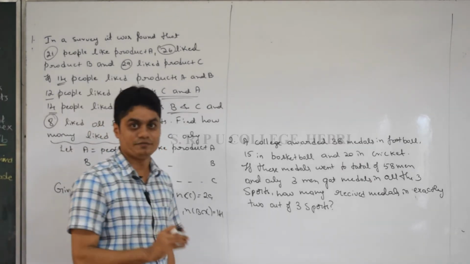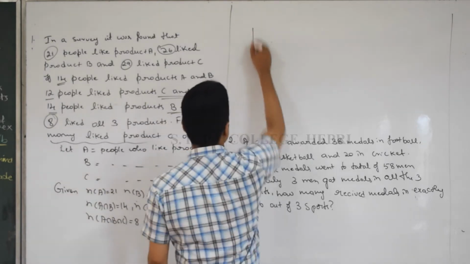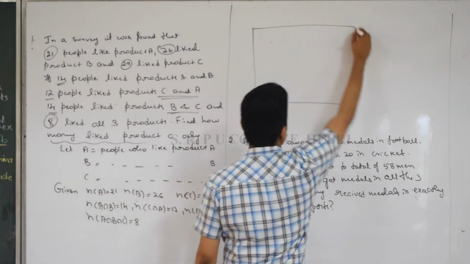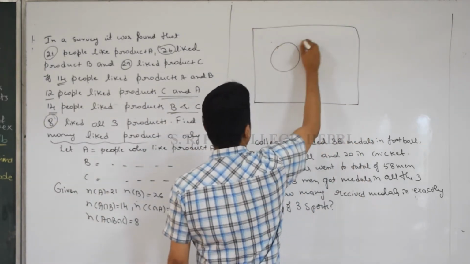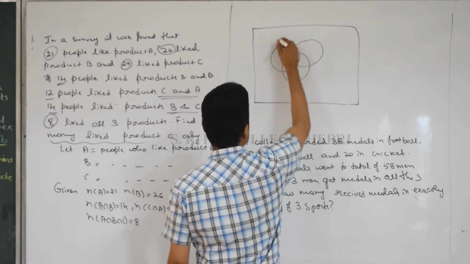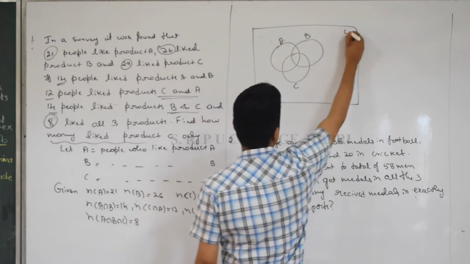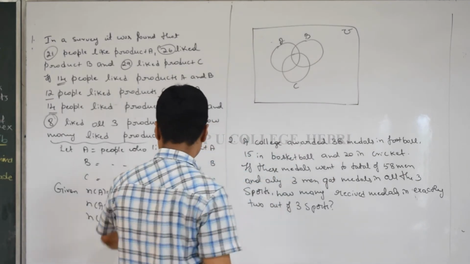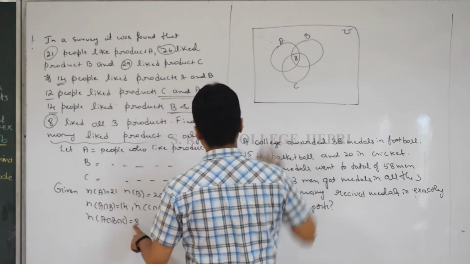For this, the very easy method is a Venn diagram. After this you write down the Venn diagram directly, and you can write the conclusion immediately after that. A, B, C, three sets. This is the universal set. Since the intersection part is given, you have to start from this 8.